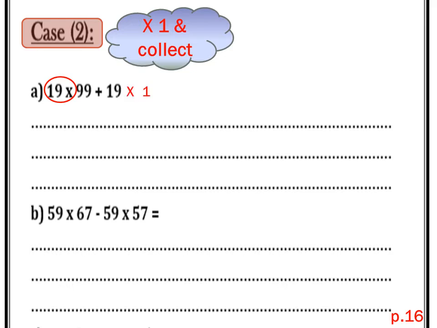It will be times 1. So we wrote times 1. Why? Because the number will be as it is. So 19 times 1 will be 19. And we need the times. So we are going to make it times 1.